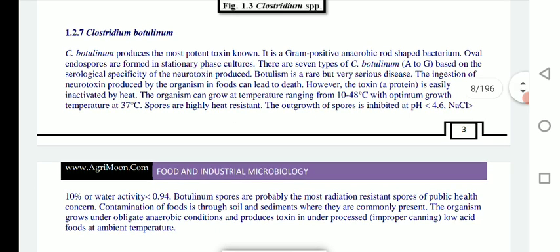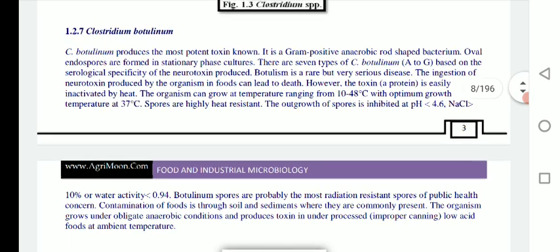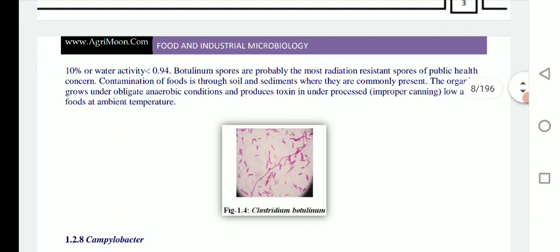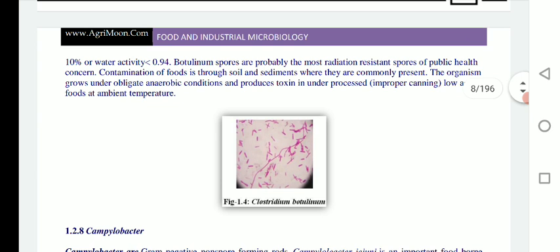So basically this Clostridium botulinum produces a harmful toxin, and it is a neurotoxin. This toxin affects your nervous system, and it is a very severe foodborne disease and causes death. Botulinum spores are probably the most radiation resistant spores of public health concern. Contamination of food is through soil and sediments, where they are commonly present.